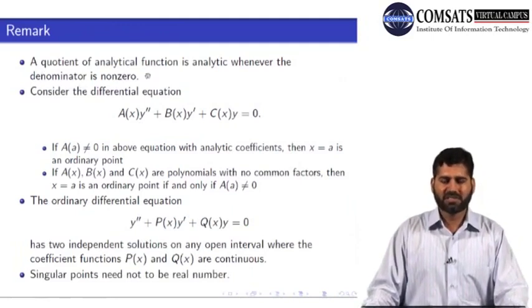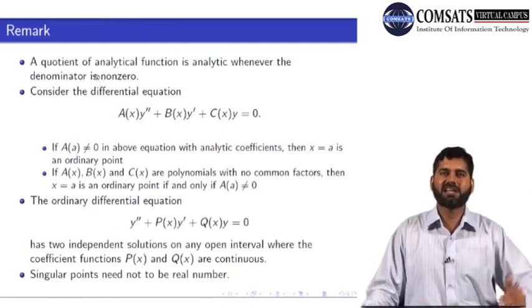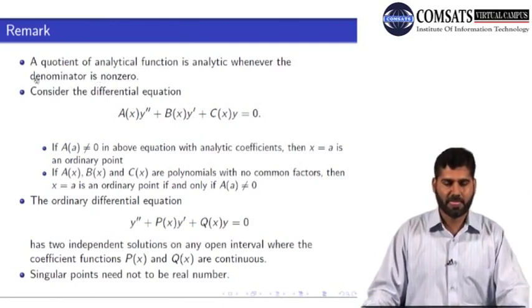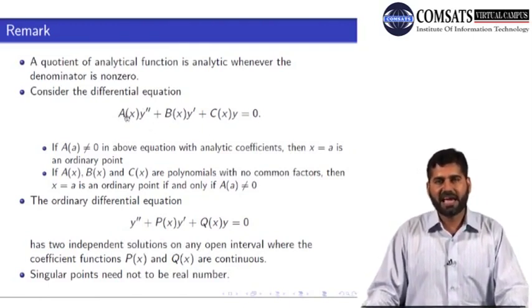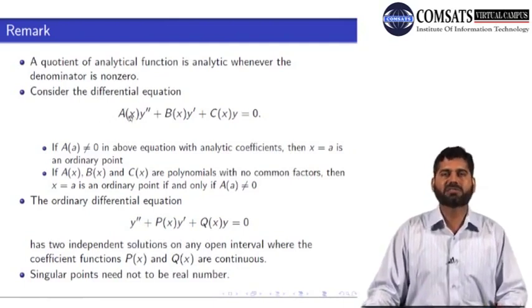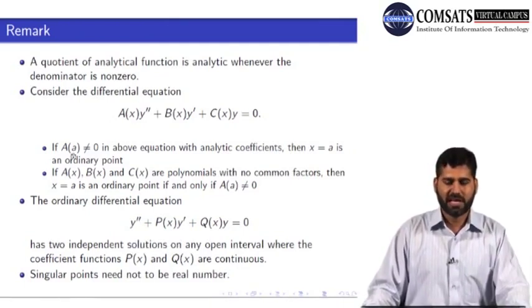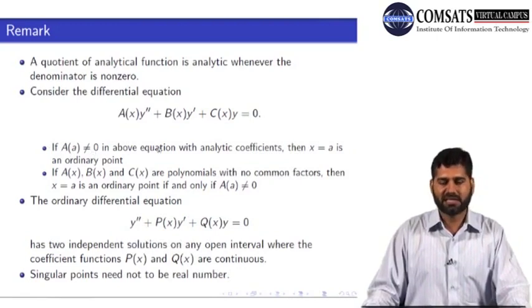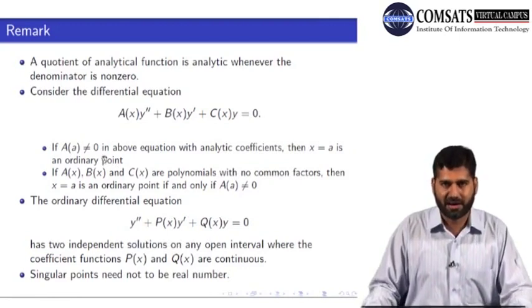Remark. A quotient of analytic functions is analytic whenever the denominator is non-zero. This is what we studied in the last lecture, so I am reminding you. Consider the differential equation a(x)y'' + b(x)y' + c(x)y = 0. If a(x) is 0 somewhere, that point will become a singular point, because we have to divide by a(x). If a(a) is not equal to 0, then x = a is an ordinary point of the equation.